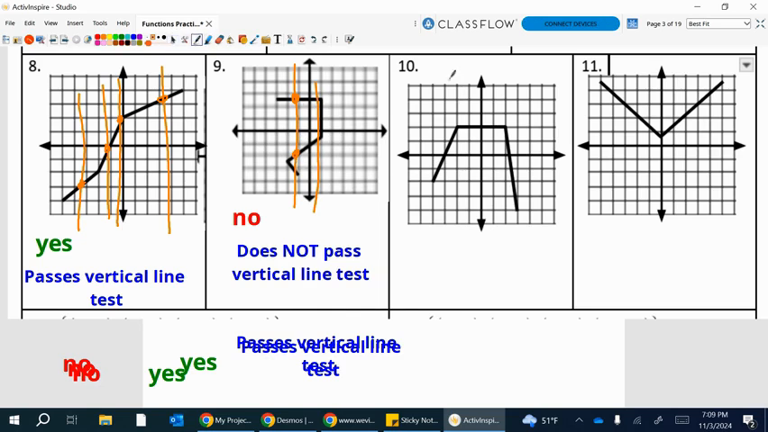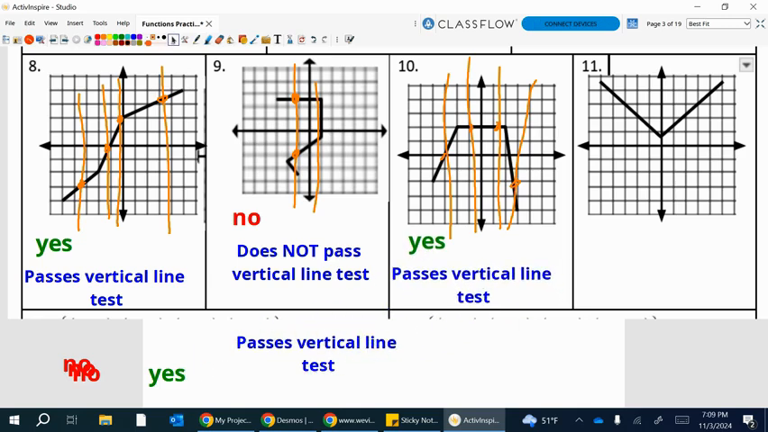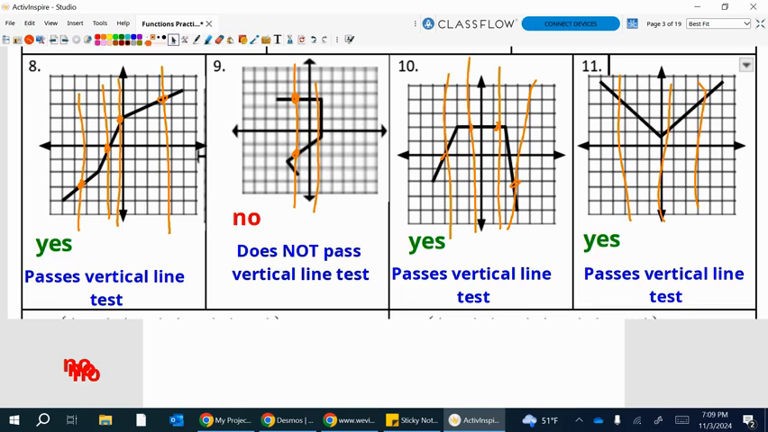Okay, let's try this one. We're going to do vertical lines, and we see that each line only crosses in one place. So that's another yes, passes the vertical line test. And then number 11, I'm going to draw vertical lines. We see that once again, it is yes, because it passes the vertical line test. Okay, and that just means that again, x does not repeat.